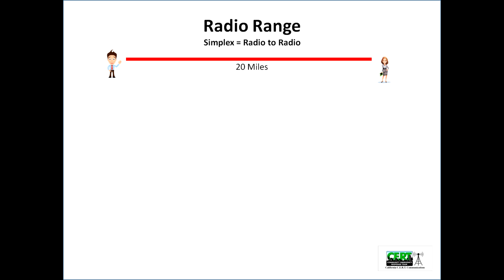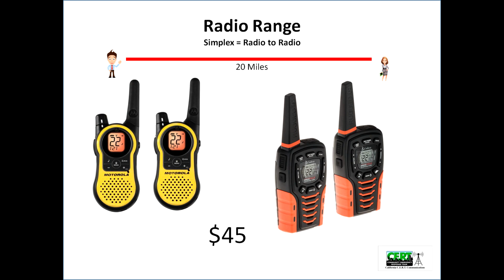When you buy these radios from Walmart or different places, they're called FRS radios, and some of them even say GMRS. But these radios have preset channels in them, and if you read the packaging nowadays, they even say they go 20 miles or so. Some of them say 22.